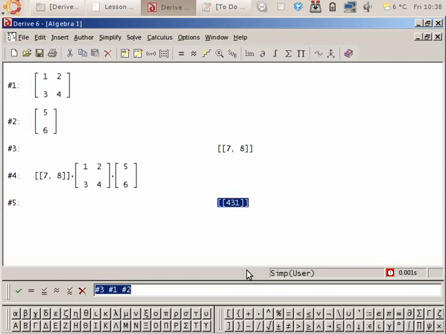Alter matrix. 2 rows, 1 column. 1 column. Yep. There you go. 7. That's because you typed in 5 and 6 here. It should be 7 and 8. My numbers are 7 and 8.